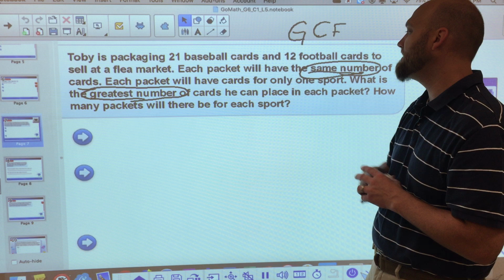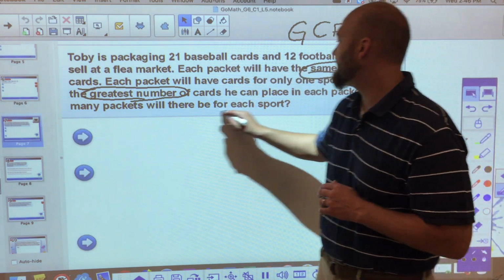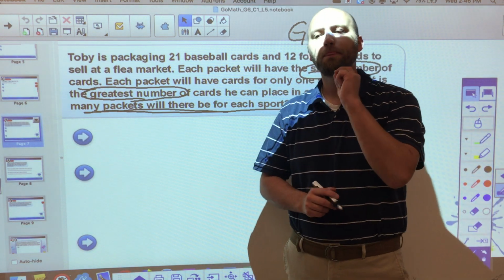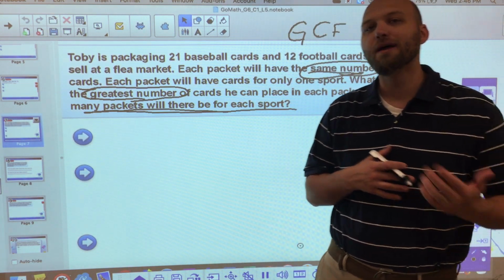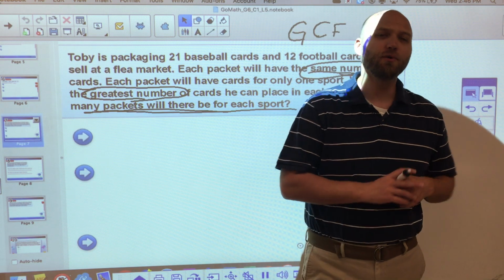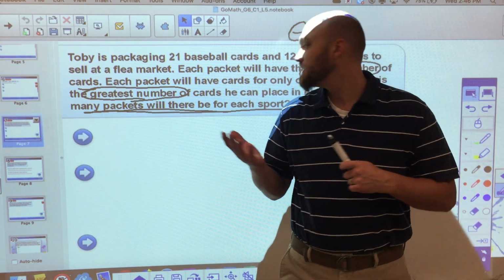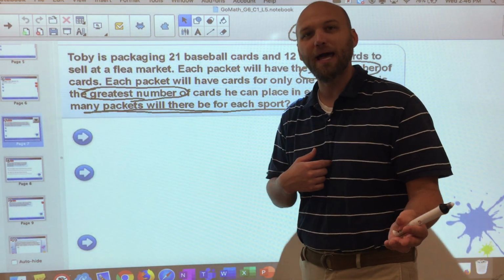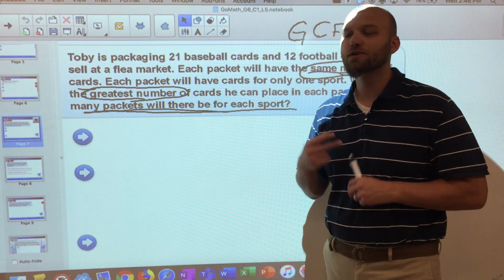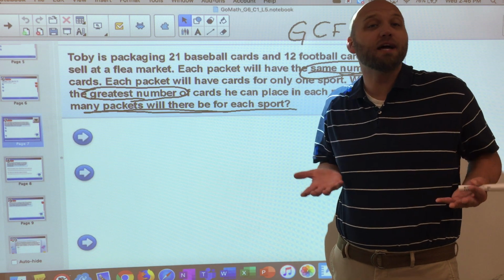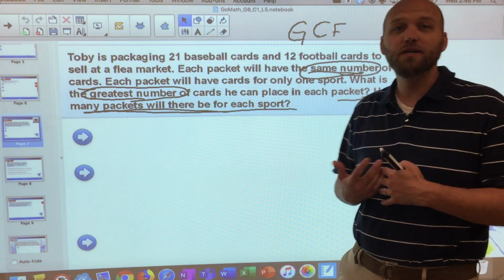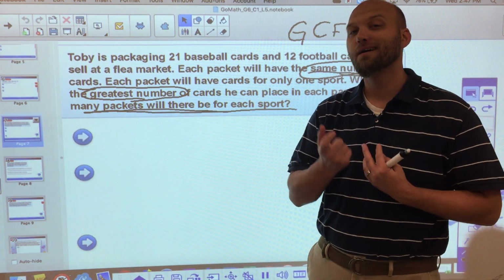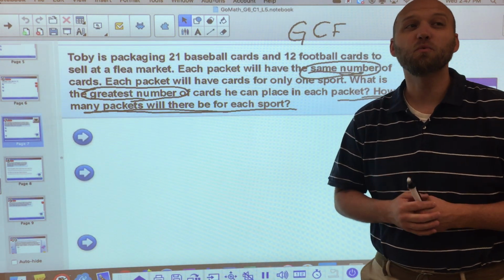How many packets will there be for each sport? Now, this last sentence is important to pay attention to, because not only can I solve the problem now, I need to be able to give the right answer. So if they said, how many packets will there be for each sport, or how many cards will be in each packet? Those are two different answers. So if I get the greatest common factor, I'm still not done. And on a test or a quiz or an assessment or in class, if you give me the greatest common factor and I asked for how many bundles, it's going to be a wrong answer.